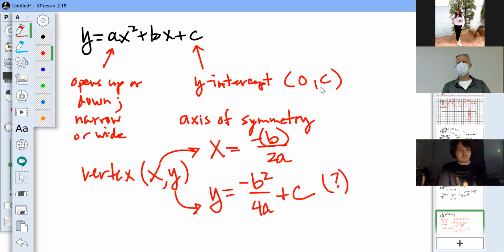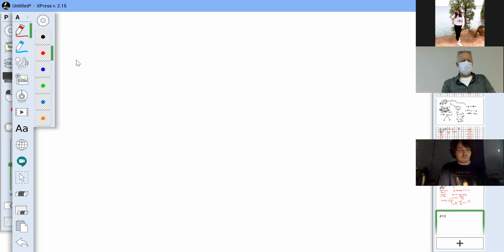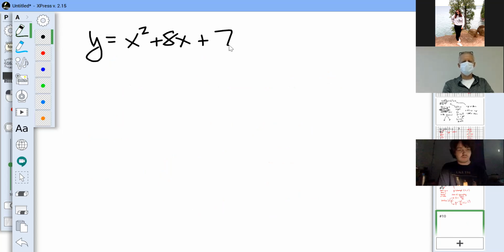If it's close to the y-intercept, wherever the axis of symmetry is, you can slide across from the y-intercept and get an image point, and you've got 3 points already. So it actually isn't terrible. Let's say we have y equals x squared plus 8x plus 7.